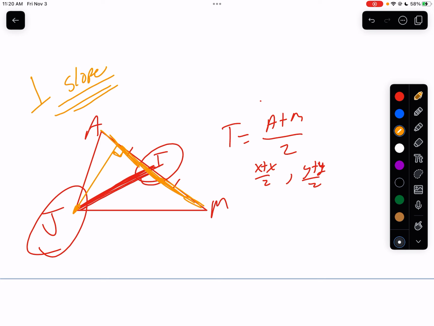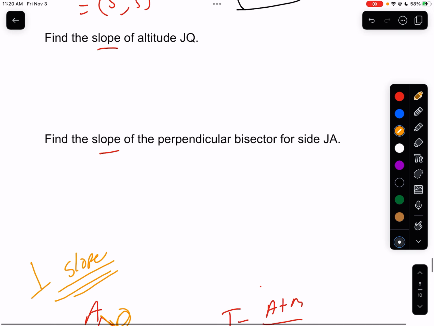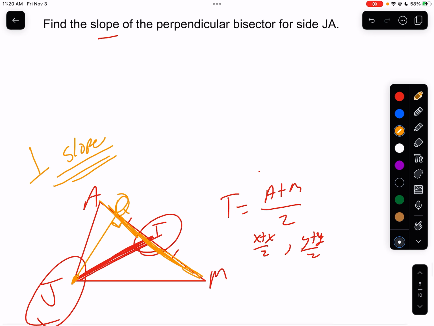We don't know where to put this point. What they call it? JQ? I don't know where Q is. I don't even know if it touches the side. If I were to graph it and it was obtuse, it might not even be on the triangle. But I do know that JQ is perpendicular to AM. These are perpendicular. They make a right angle, so the slopes will be opposite reciprocals.